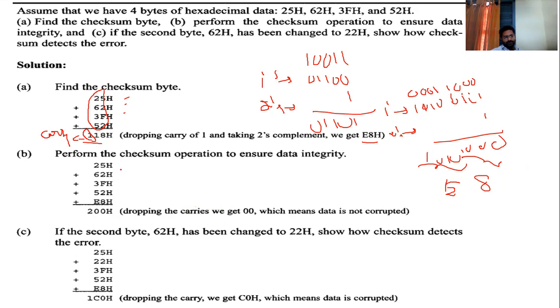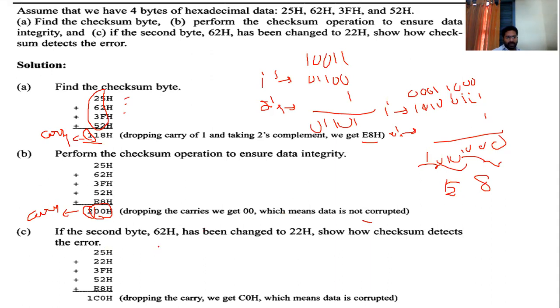Similarly, what is the second one? Perform the checksum operation to ensure the data integrity. Again, for the same problem, you can drop the carry 2. This is the carry, they can drop the 2. What is the answer? 0. There is no need to perform this, so the data is not corrupted.